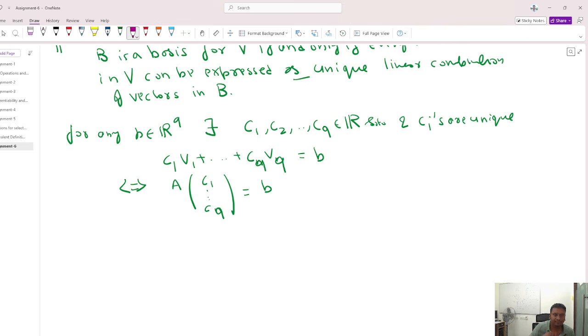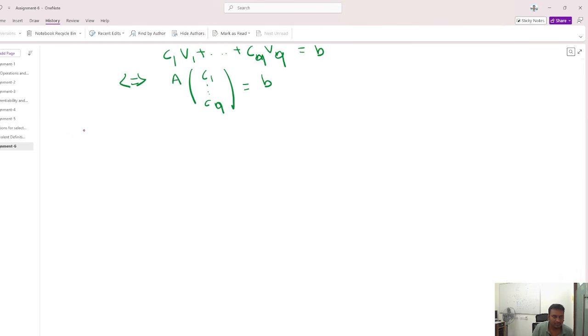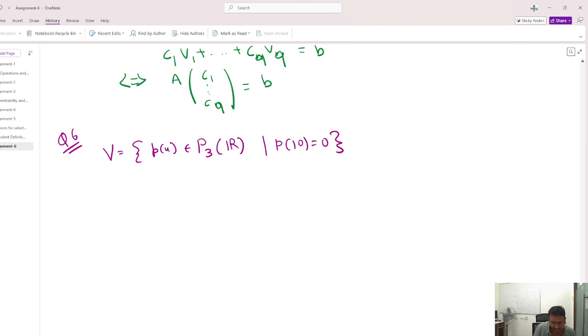Okay. Now the next problem. Question 6. So you have the collection of all polynomials P(x). I hope you know this vector space. We have defined it for you. P3 are the polynomials of degree less than or equal to 3 with real coefficients such that there is a condition: P of 10 is 0. So if you see, this is just a subset of P3(R). You have to show this is a vector space over R.